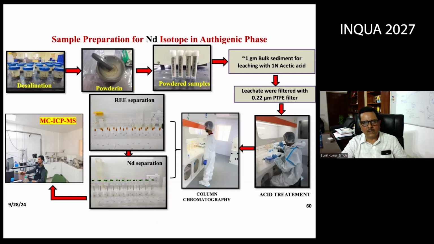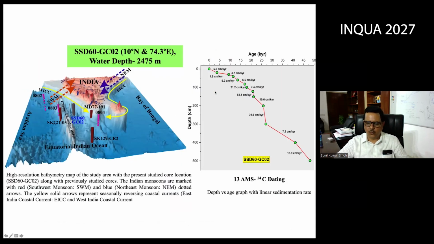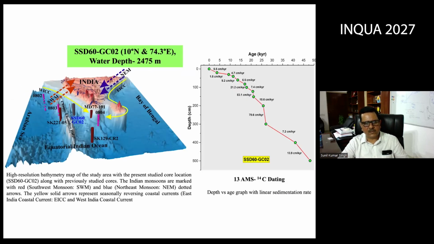I'm not going to discuss these results, but you can see here one core which we have taken, GC2, and GC10. This area is exactly in the Lakshadweep basin. You remember, this is the area where I have shown you that Bay of Bengal water and sediment is coming, and they have changed the water mass signature. So here we tried to study this sediment in the hope that we will be able to get the water mass signature.